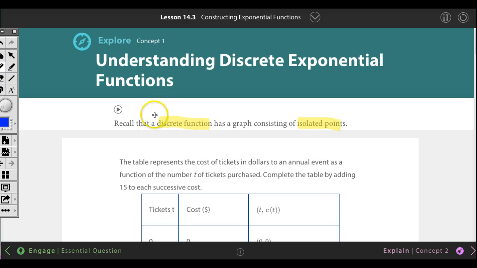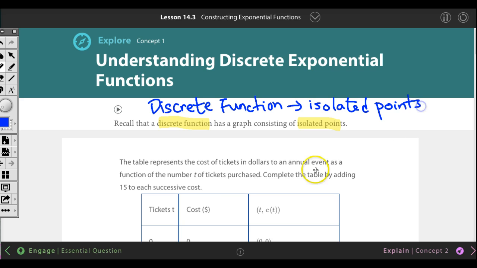In case you can't see, I'll try and write this for you. Discrete function. I'm basically just copying the same thing. And then, what are they? They are isolated points, because vocabulary is, as you know, very important. So what that means is if you were to draw a graph and you see a whole bunch of dots, this is what we call a discrete function, okay?